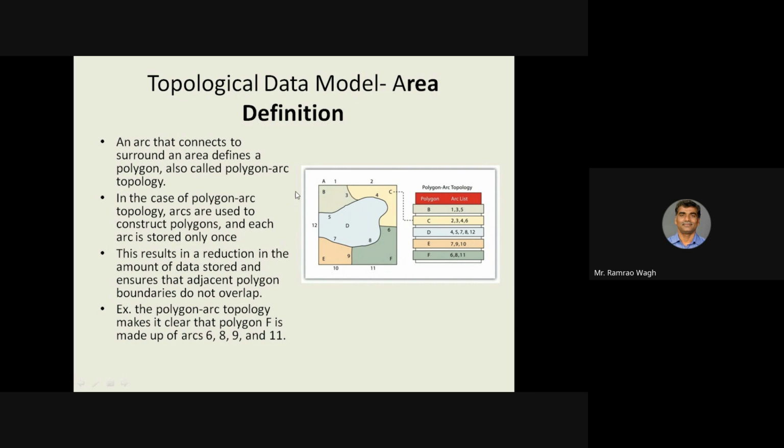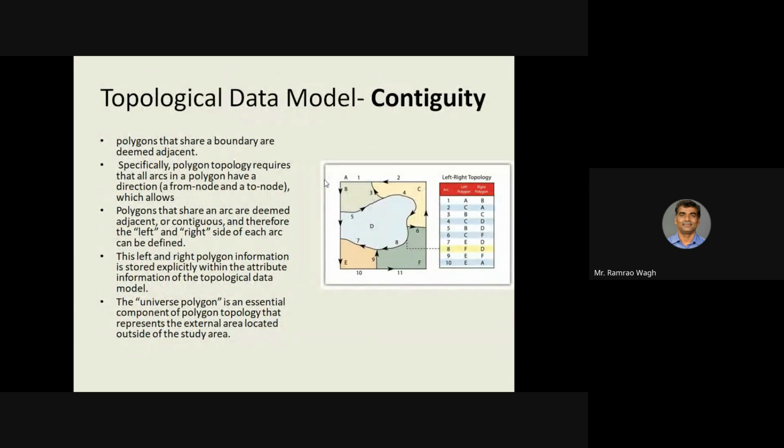I will not go into details of that, but many times we call it the area of interest, AOI, and the overall bounding thing is there. So A is that. Okay, so now B is adjacent to A. B is also adjacent to D. B is adjacent to C. So all this information is kept using topology, using these three concepts: connectivity, area definition, and contiguity.